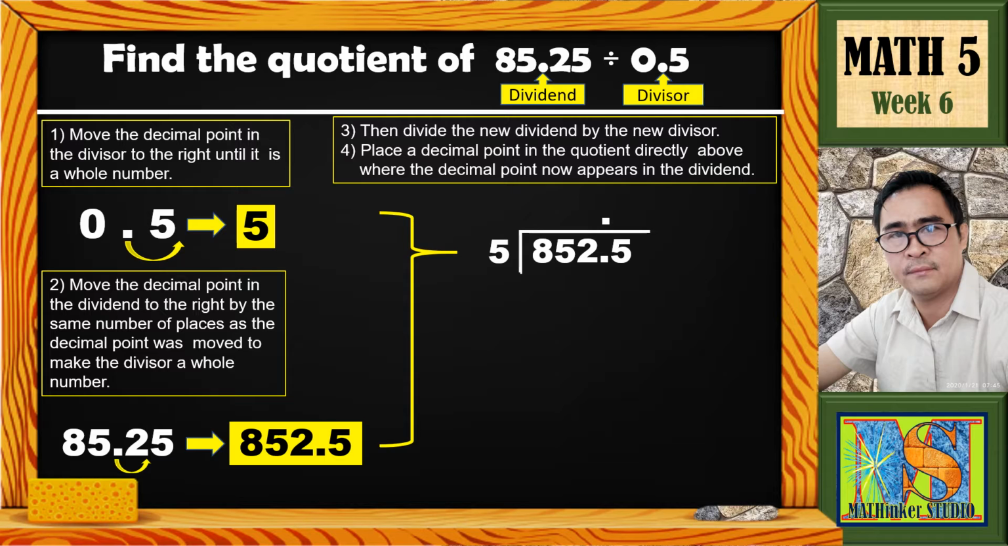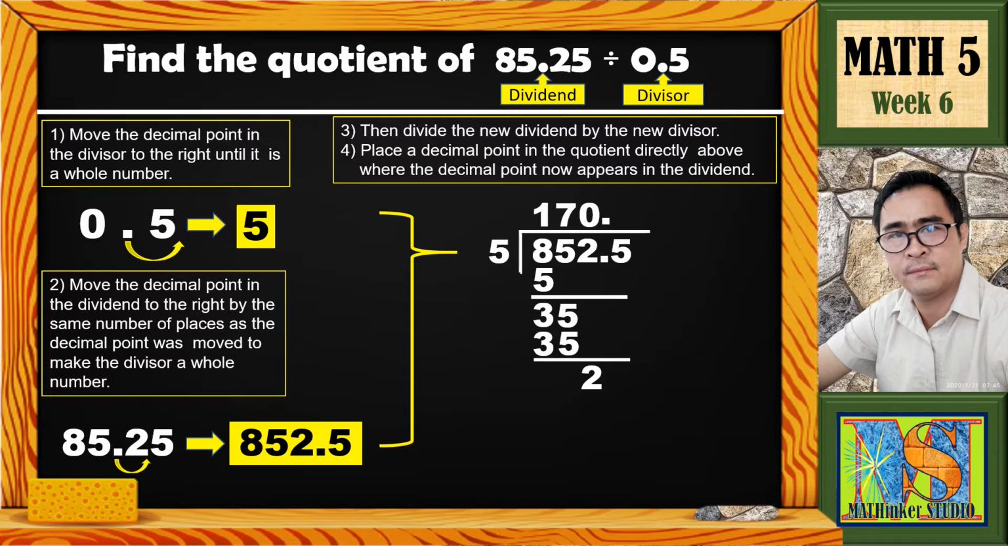So, 8 divided by 5 is equal to 1. Then, 1 times 5 is equal to 5. Then, subtract 8 minus 5 is equal to 3. Then, bring down 5. 35 divided by 5 is equal to 7. Then 7 times 5 is equal to 35. Then let us subtract. 35 minus 35 is 0. Huwag na nating ilagay. So bring down 2.